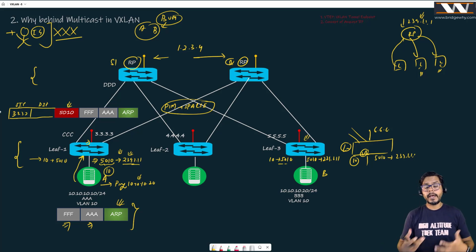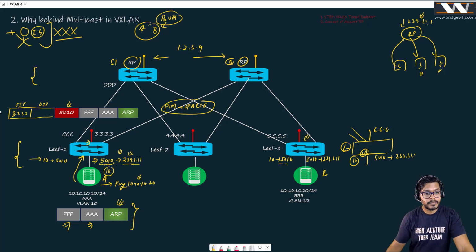And you all know everybody in the PIM should understand where the rendezvous point is, specifically in sparse mode. So I have configured this on the leaves also. Mr. Leaf 1, your rendezvous point is 1.2.3.4. Leaf 2, you do not have 5010, so you do not need to understand where your rendezvous point is. And for Leaf 3, I have explained that your rendezvous point is 1.2.3.4. And for Leaf 6 also, I am saying that your rendezvous point is 1.2.3.4.